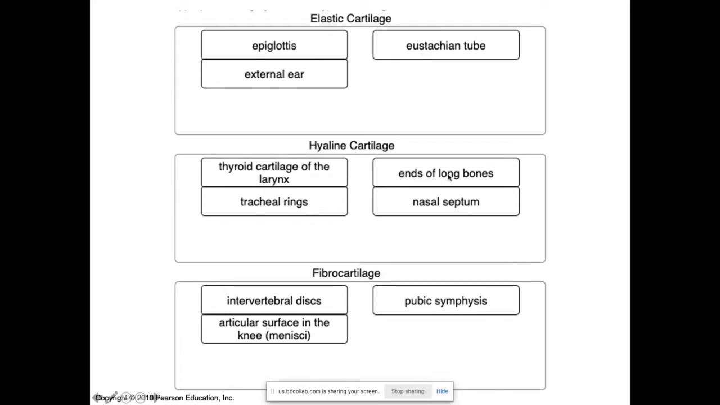Hyaline cartilage is at the end of the long bones. It's in the nasal septum as well. It's around the larynx. That thyroid cartilage is hyaline cartilage. The rings around the windpipe, those C rings called tracheal rings, are also hyaline cartilage. The fibrocartilage, the strongest cartilage in the body, those are the intervertebral discs. The pubic symphysis that runs vertical near the pubic bone. And then the articular surface of the knee called the medial and lateral menisci.